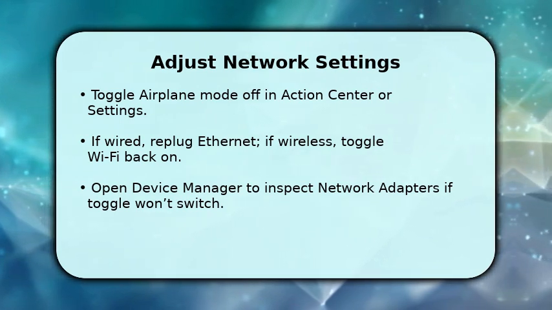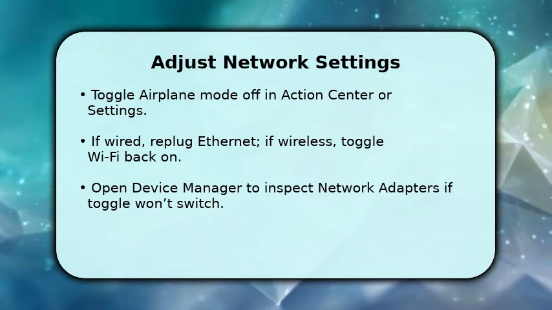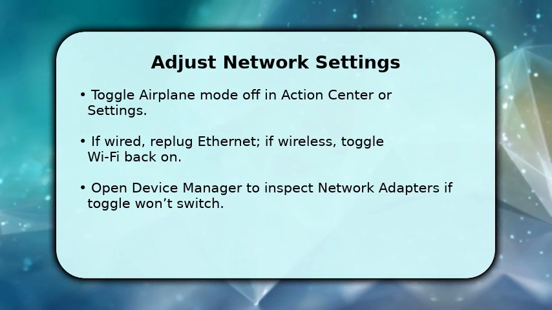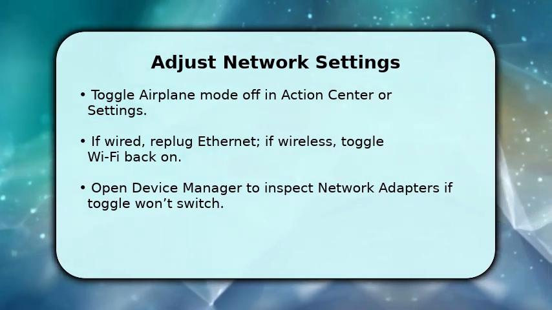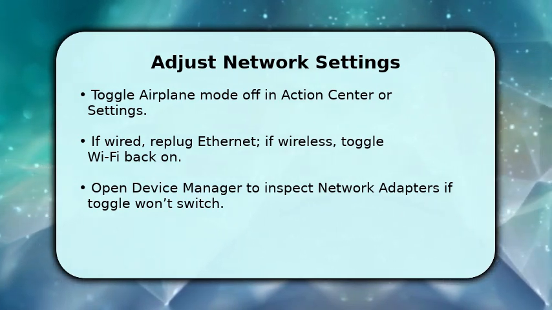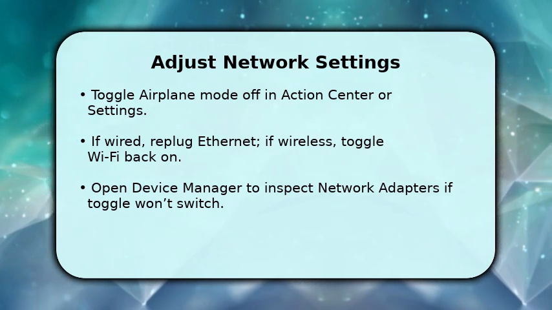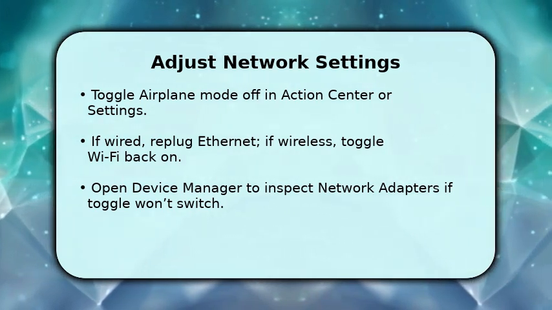If you use Ethernet, unplug and replug the cable to force a reconnection. If you use Wi-Fi, manually enable it after the airplane toggle. If the toggle refuses to change state, open Device Manager and look under Network Adapters. Disable then re-enable the adapter to reset drivers. This step addresses software locks and driver hiccups that block normal toggles.